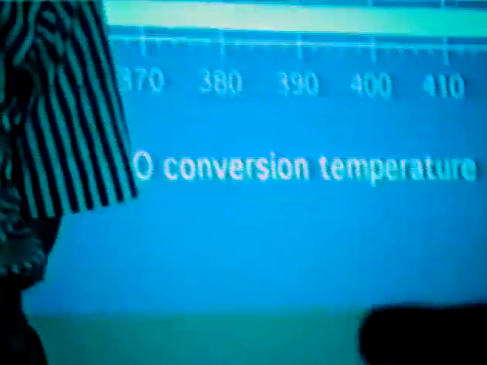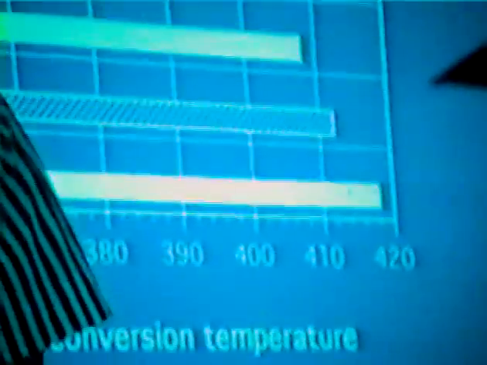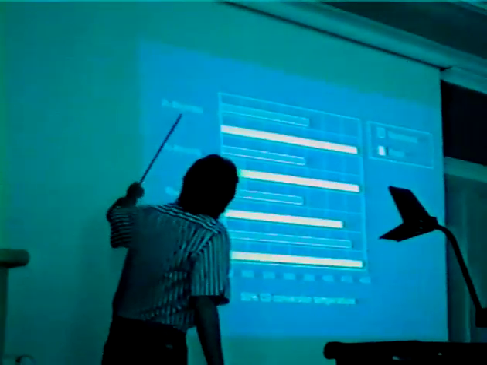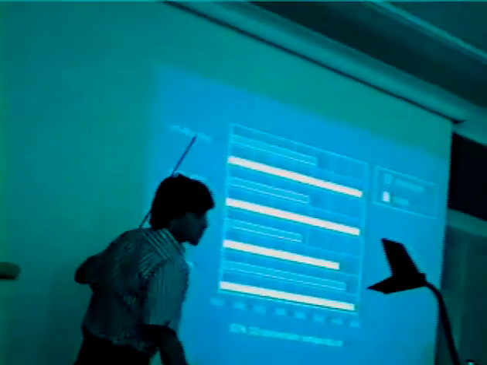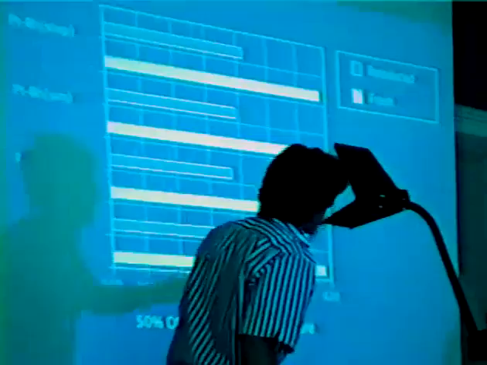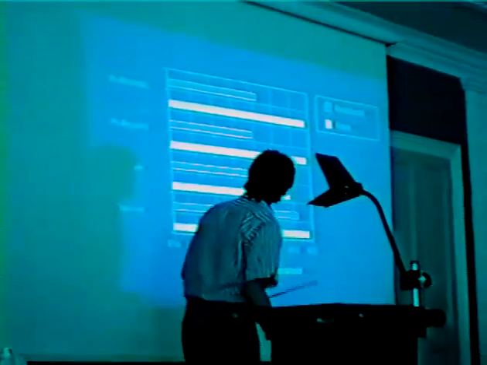So here I have the 50% CO conversion for the monometallic catalysts, and then two platinum rhodium catalysts. This one is prepared by sequential impregnation, and this one by co-impregnation. In this case I've chosen a reaction mixture at 16:1 oxygen to CO, in which case the fresh platinum rhodium catalysts and the platinum catalyst alone exhibit equivalent light-off temperatures.